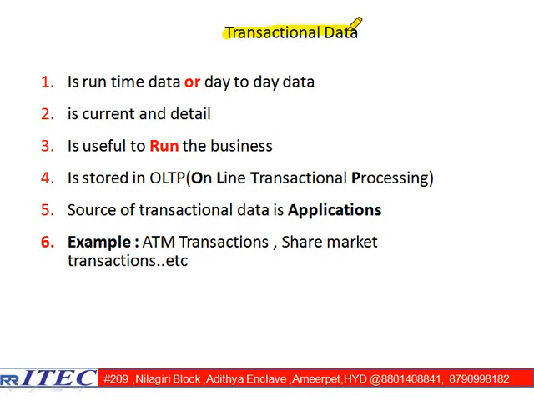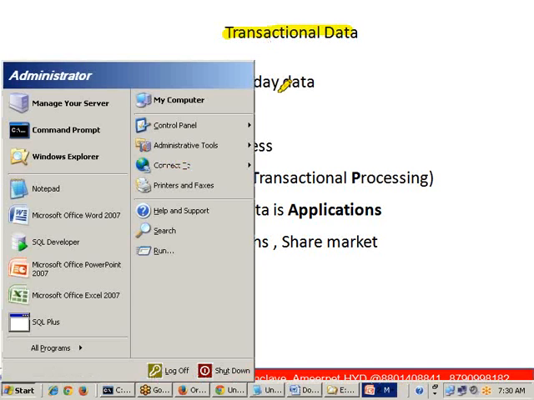Now, what is the problem we are facing with the transaction data? One of the advantages is we are going to run the business smoothly. Transaction data is mainly useful to run the business smoothly. Even so, it has its own limitation. What is the limitation we need to understand? Let me go for one business question.